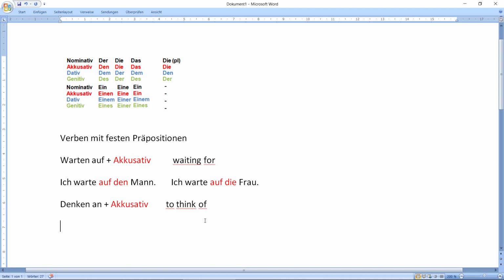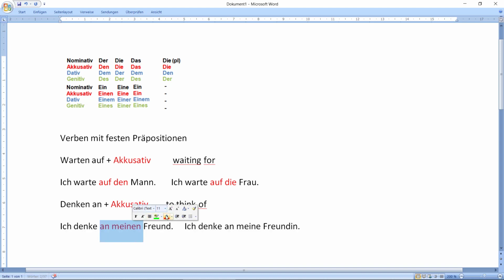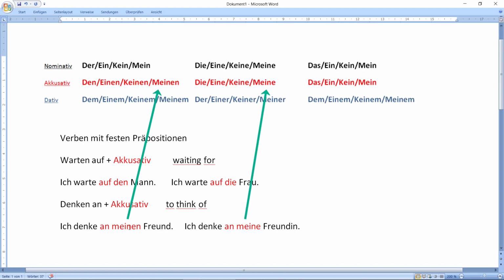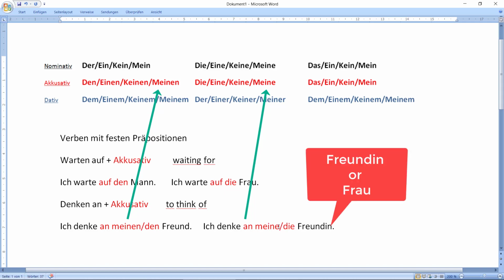When you say ich denke, I think of my mother or my father or my friend. Ich denke an meinen Freund. Der Freund could be a best friend, or an meinen besten Freund, you could also say, or my boyfriend in this case. So, ich denke an meine Freundin. That means my girlfriend. So, meinen, as you can see, is accusative. That one is den Freund. Ich denke an den Freund, and in this case, ich denke an die Frau.